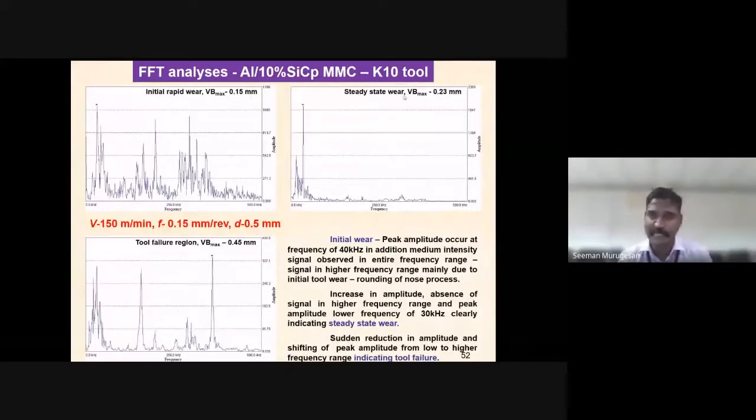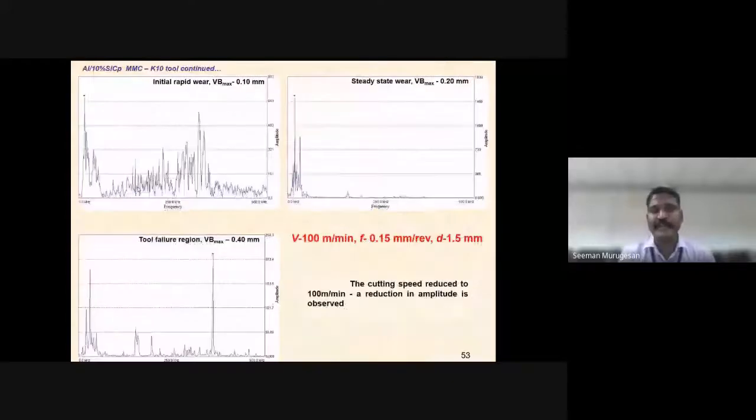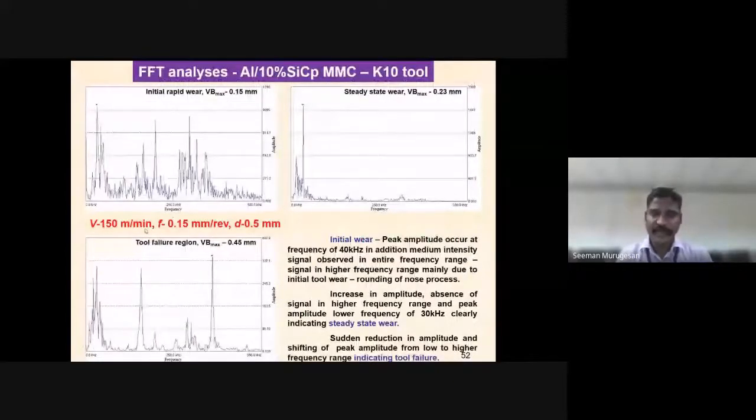When the tool changes into the failure region, you see here the amplitude is rapidly reduced; a sudden reduction in the amplitude is observed. Similarly, the lower frequency peak amplitudes around 40 kilohertz and 30 kilohertz are shifted into the higher frequency range, around 350 kilohertz. The peak amplitude shifting to the higher frequency range clearly indicates the tool failure region. Also, the amplitude is rapidly reduced to around 400 dB amplitude.